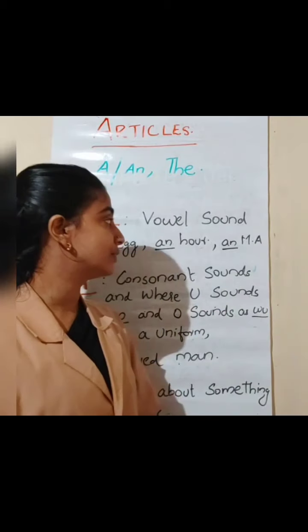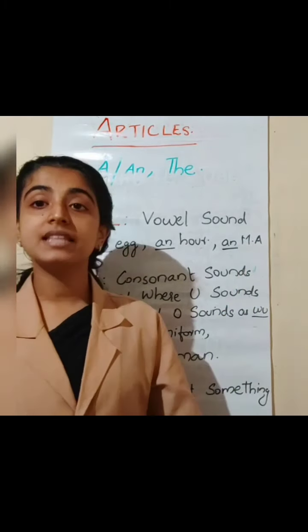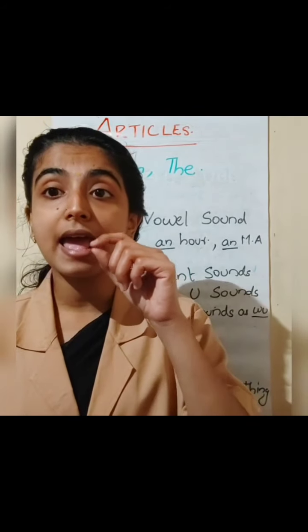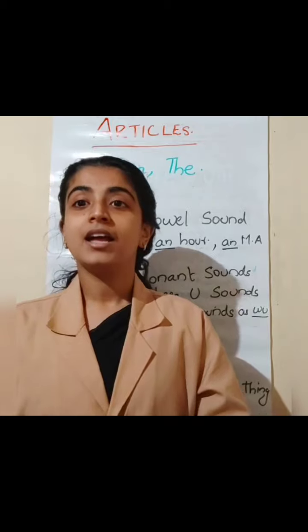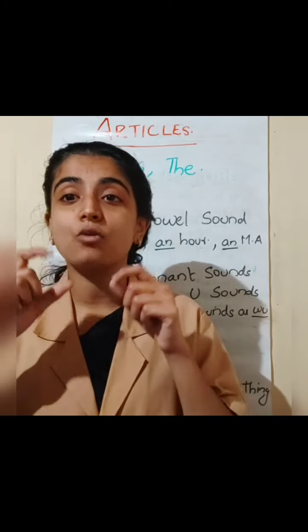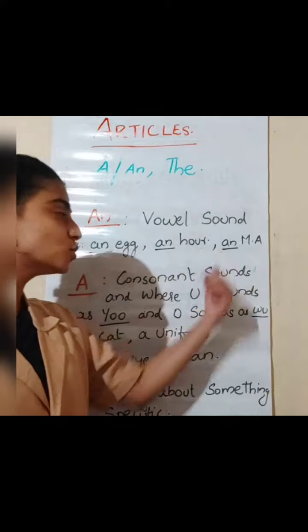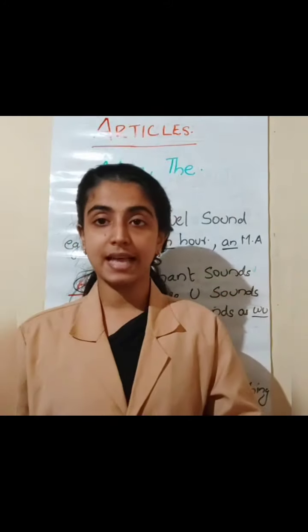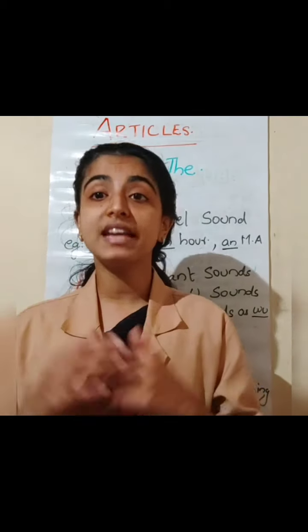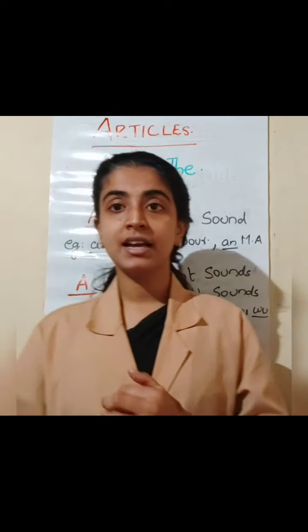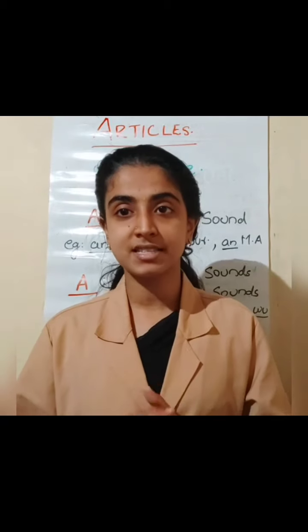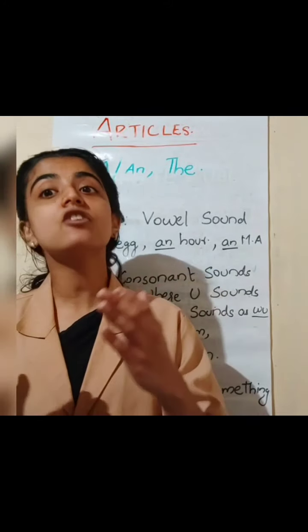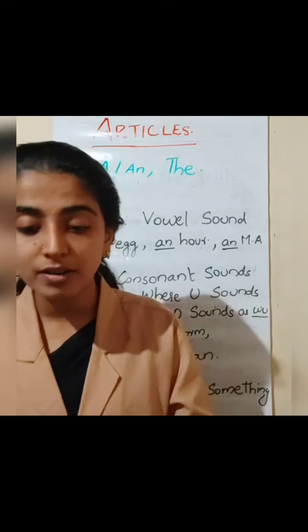Now the next example, children, is M-A. The starting sound is A, M-A, so the starting sound is a vowel sound, and we have to use an: an M-A. Now I'll give you another example: honest, H-O-N-E-S-T. The sound is O. We will use the article an with it: an honest man.